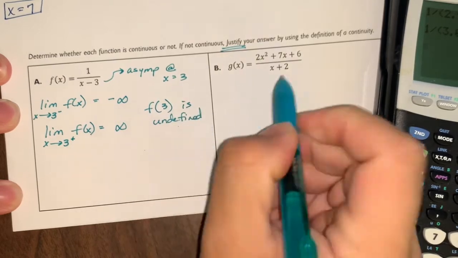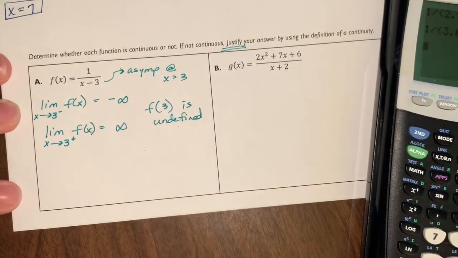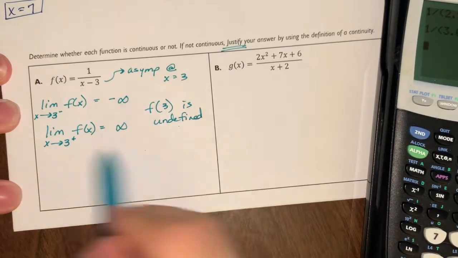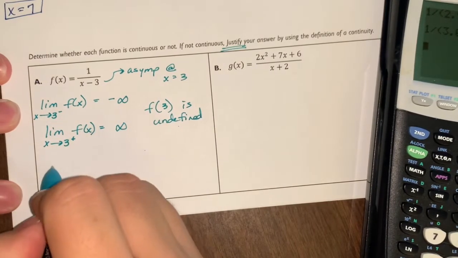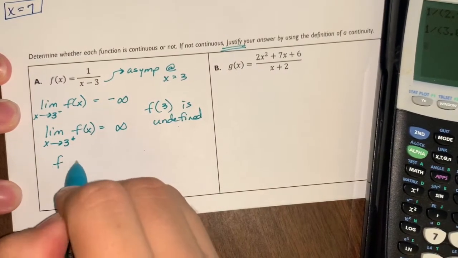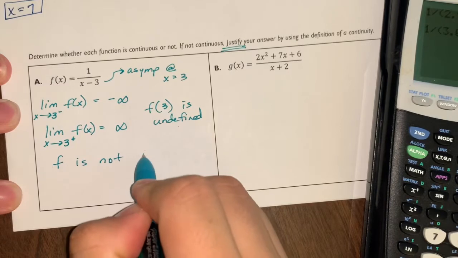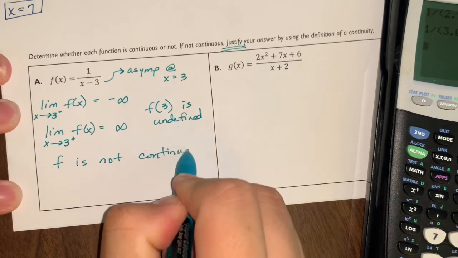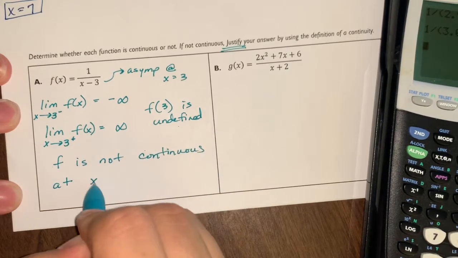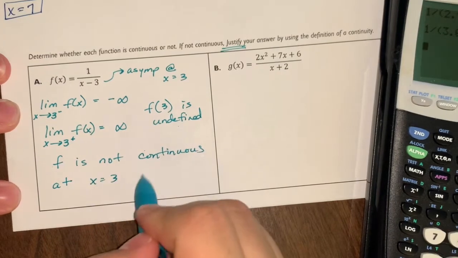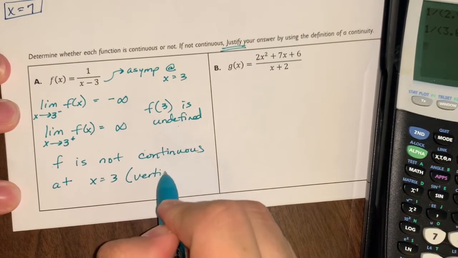So again, justifying our answer by using the definition of continuity, we went ahead and proved it over here, so we can say that f is not continuous at x equals 3, right? And I'll just put in parentheses, vertical asymptote.